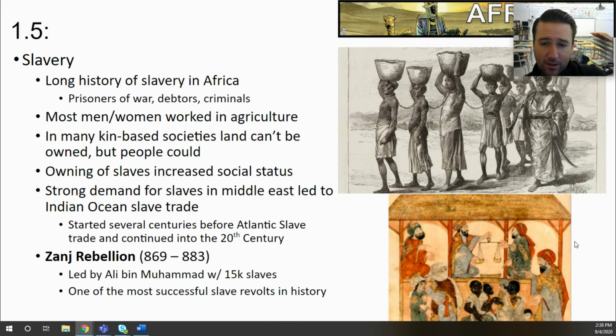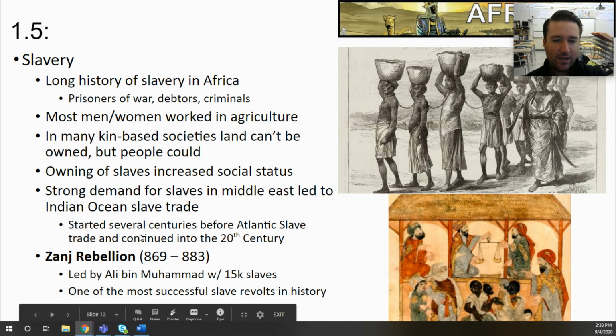And then there were a lot of slaves in demand in other parts of the world, particularly the Middle East, where Arab merchants would come and purchase slaves and bring them back to the Arabian Peninsula, as well as into the Middle East, modern day Iraq, and so forth. So there was very much an Indian Ocean slave trade that existed prior to when the Europeans started to get into the slave trade as well.